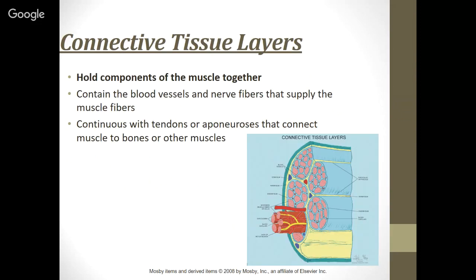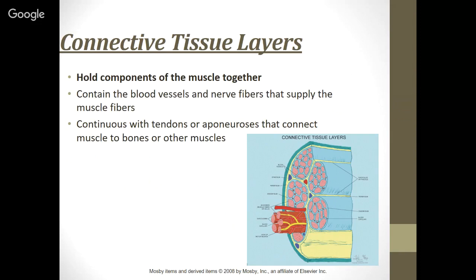All right, so we talked a little bit about the connective tissue layers that surround these muscle fibers. Let's go over those again. They hold these components of the muscle together, and they contain blood vessels and nerve fibers that supply the muscle fibers. They are continuous with the tendons or aponeuroses that connect the muscles to the bones and to other muscles. So everything is connected within the body.